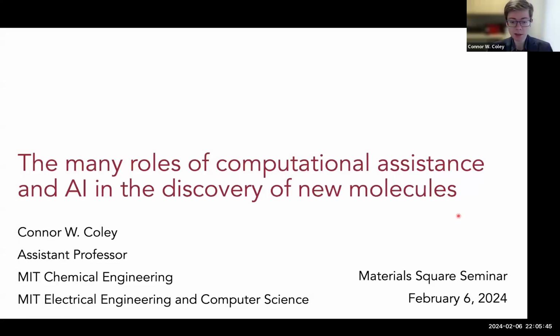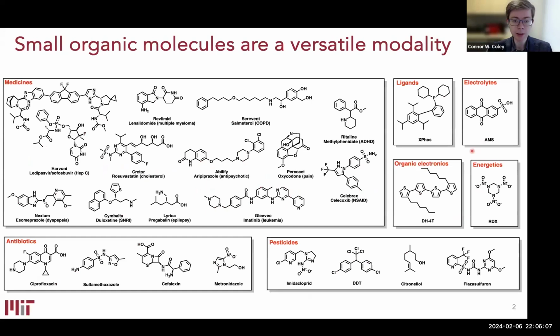So as the title suggests, I'm going to talk a lot about computational assistance and artificial intelligence and its role in molecular discovery. As I go on, I'm also going to try to emphasize some of the complexities and some of the challenges that might pose subtle problems that require changes to how we approach molecular discovery from an algorithmic perspective.